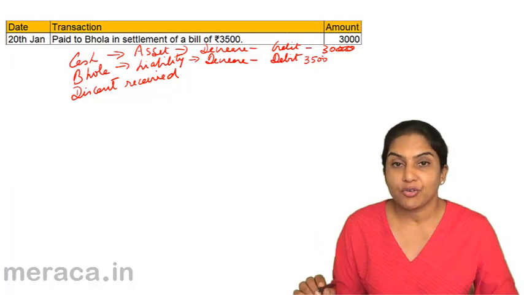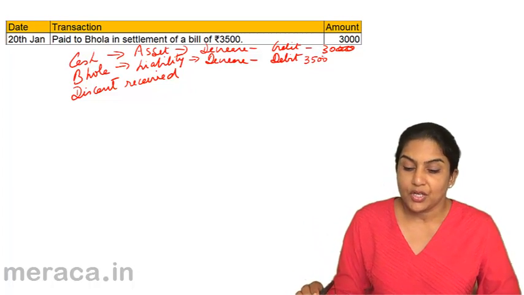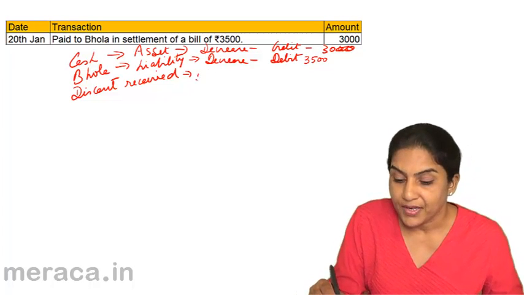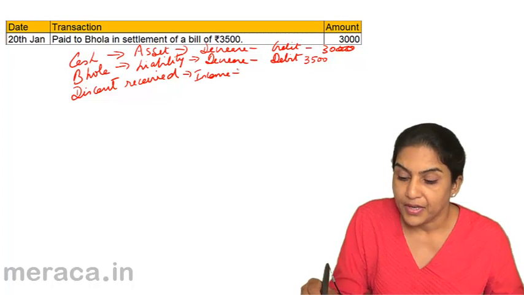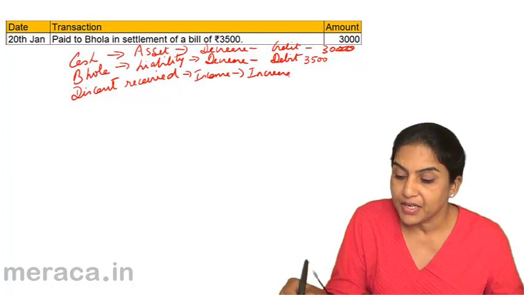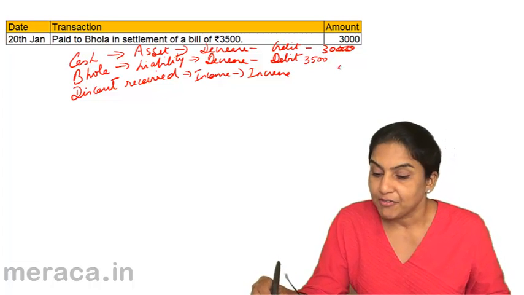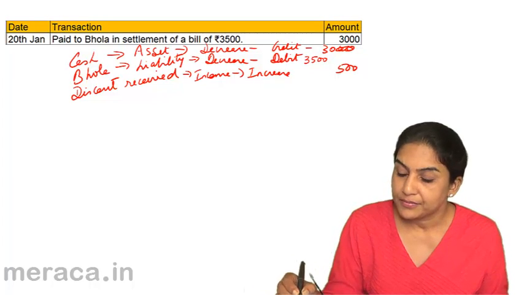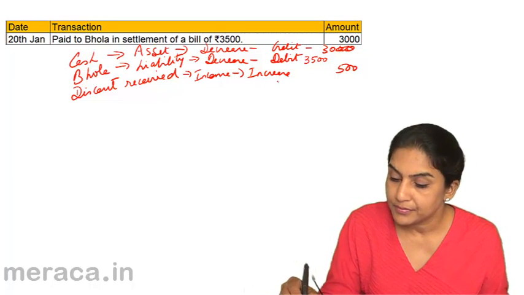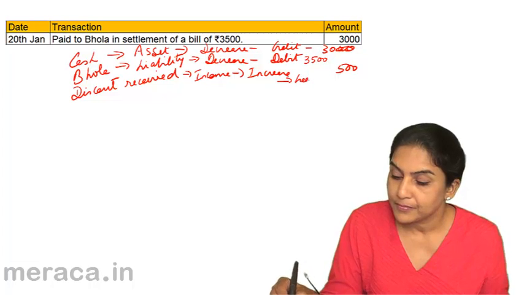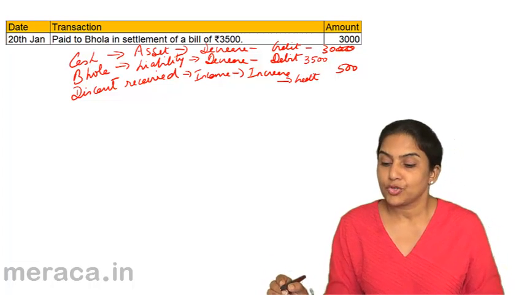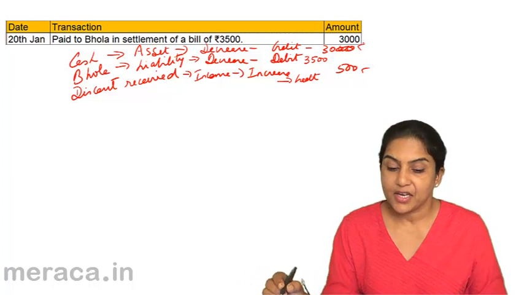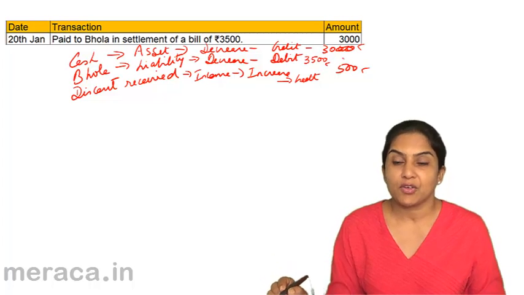3,500. But cash gone out is only 3,000. What is the remaining? The other thing is discount received. What is discount received? It is an income. Income increase will be credited 500. So you have discount received credit 500, cash credit 3,000, Bhola account debit 3,500.